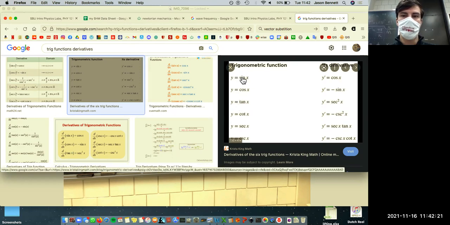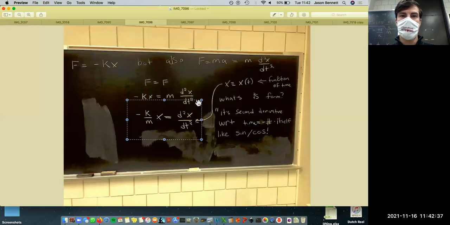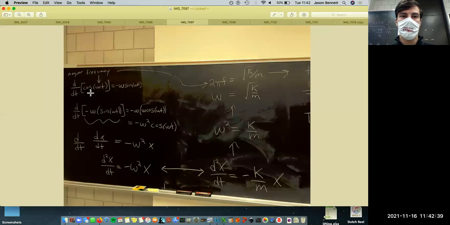Just say that x equals sine of t. Then the derivative of that is cos. And if I take another derivative of it, so now this is the function, and I take a derivative of it, I have a minus sign and exactly the function I started with. So let's just assume that x has the form of some trig function.